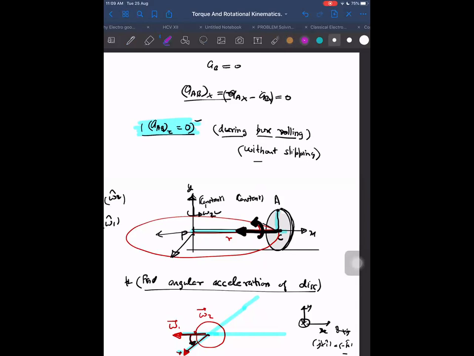Omega will be along the axis, is it right or not? If omega is along the axis, out of two directions I have to choose. One I can choose along minus r cap, or I can choose along plus r cap. Now, which direction is it really lying? Is it lying along minus r cap or plus r cap?